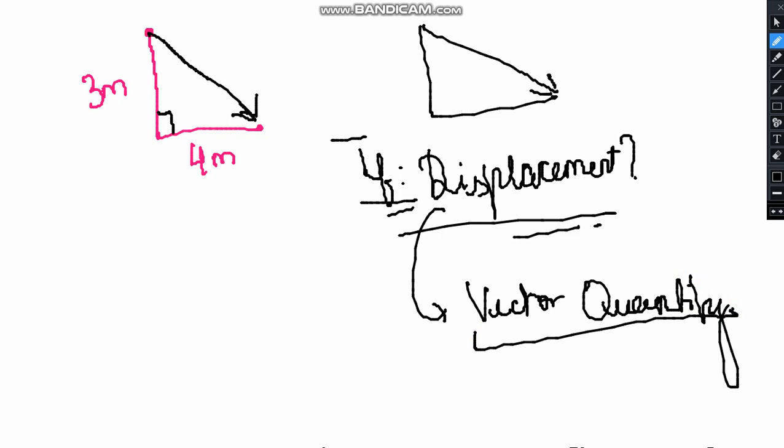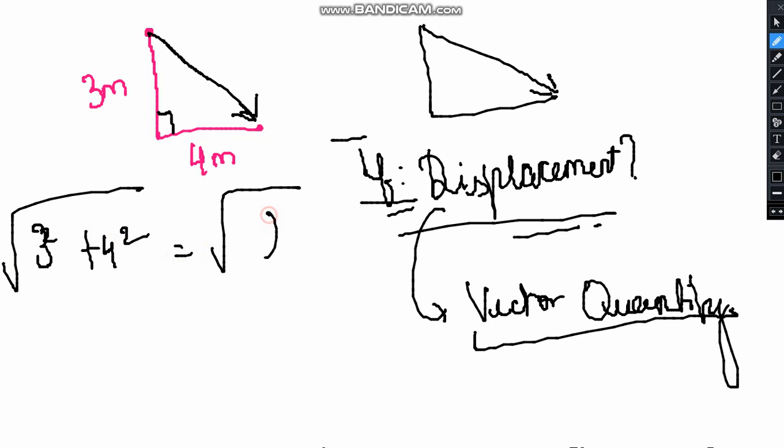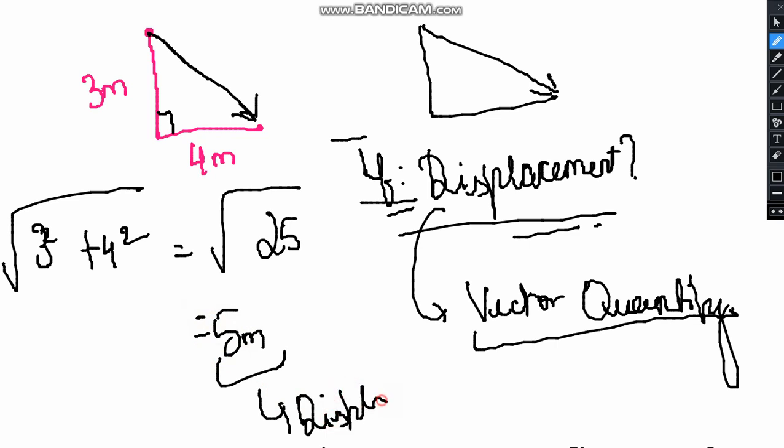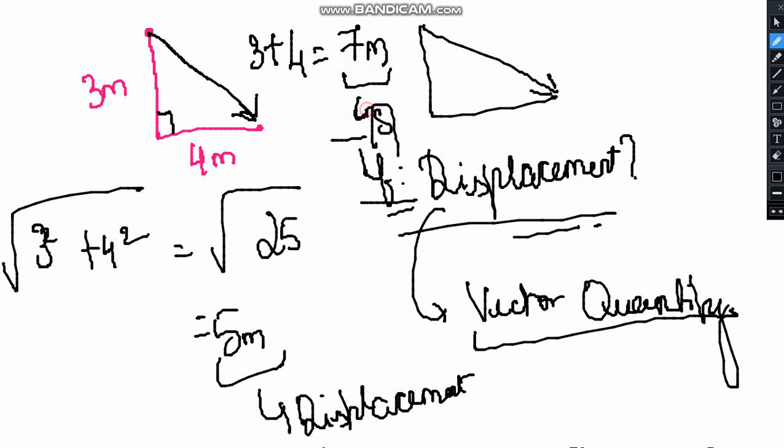So the displacement here would be this. By Pythagoras theorem, we can say 3 square plus 4 square, the root of all of this is root of 25, which is 5. So this is the displacement. What is the distance? The distance is basically 3 plus 4, 7 meters. This is the distance.